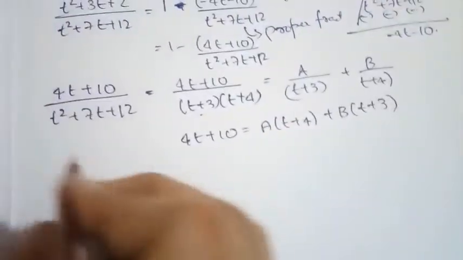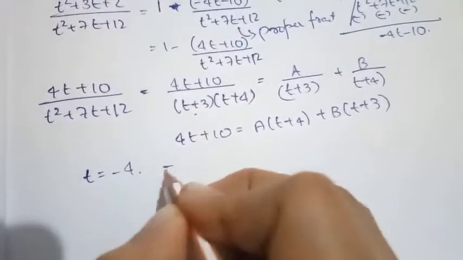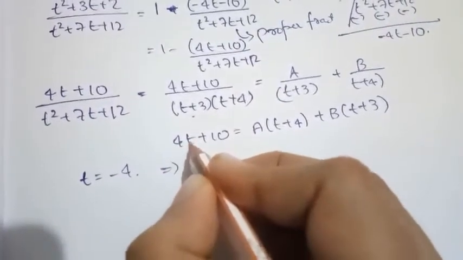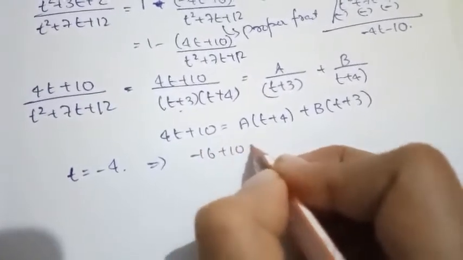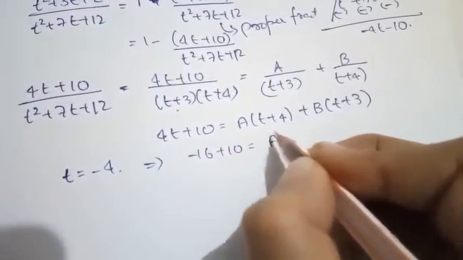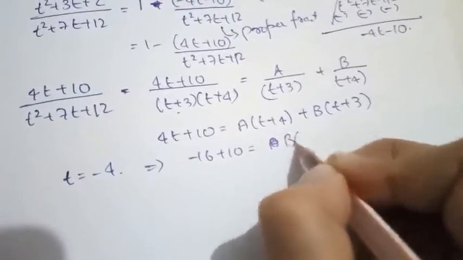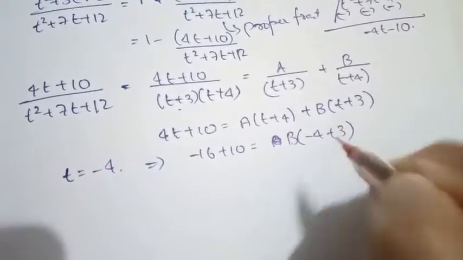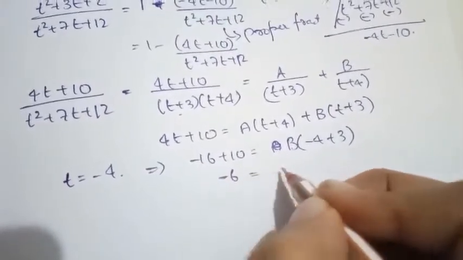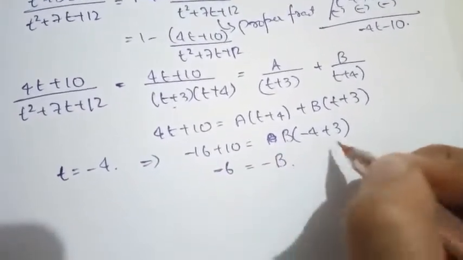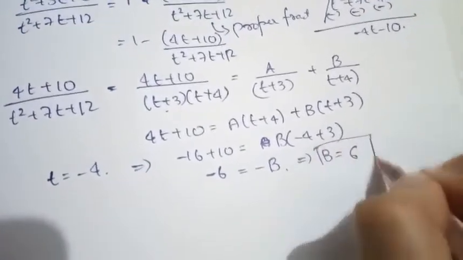To get the values of a and b, I put the value for t as minus 4. When t is equal to minus 4, what happens? 4 into minus 4, that is minus 16, plus 10 is equal to a into minus 4 plus 4, it becomes 0, plus b into minus 4 plus 3. So minus 16 plus 10 is minus 6, which is equal to minus b. So this implies the value of b is equal to 6.